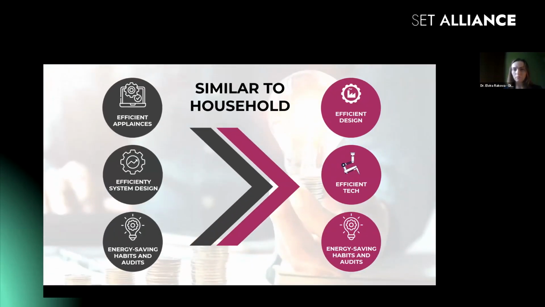It's exactly the same thing if we look at the household, at cooling or heating as a service. We need to always take a look at the efficient design, efficient technology that we use, and energy saving habits, as we say, and audits. So best practice and audits.